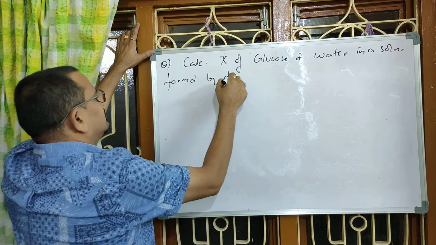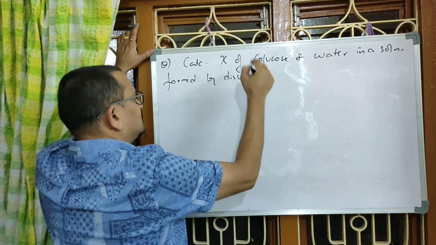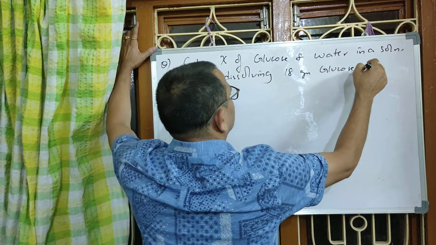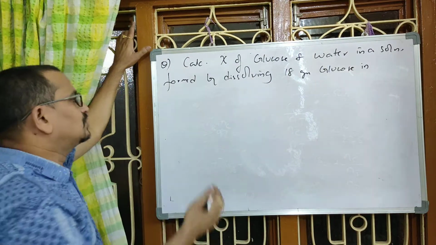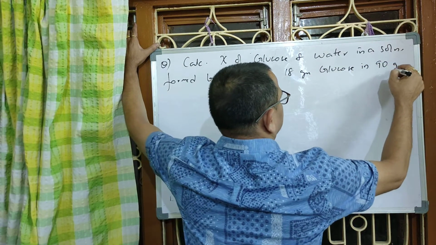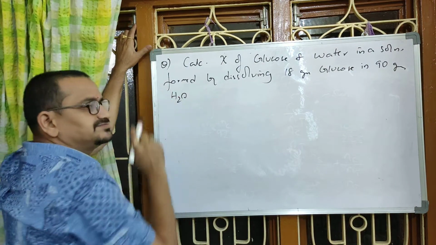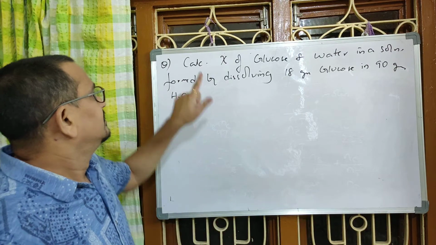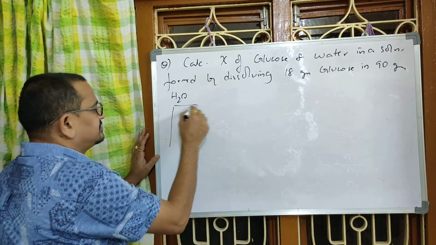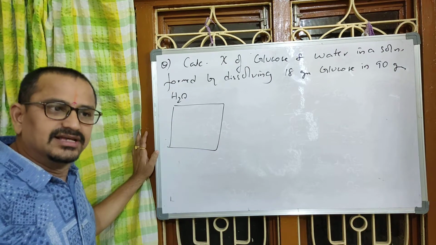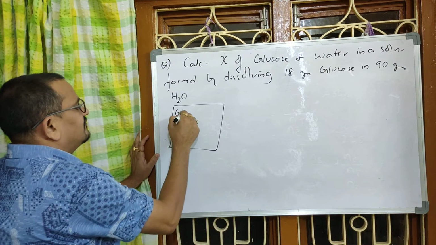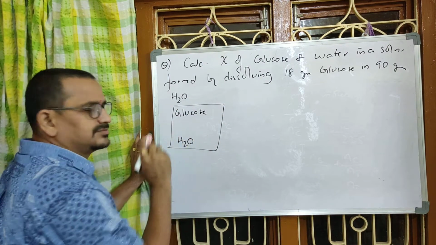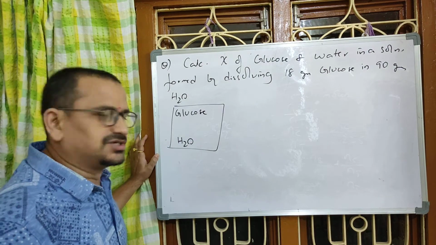by dissolving 18 grams glucose in 90 grams water. Read the question properly, slowly. Don't be in a hurry, please. We prepared a solution, right? Which comprises glucose and water.